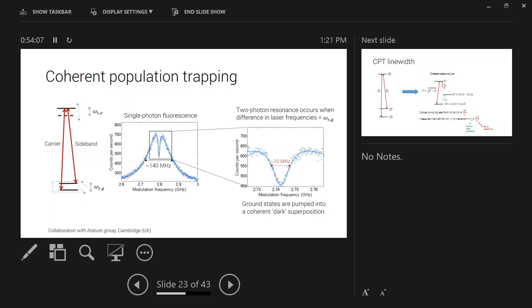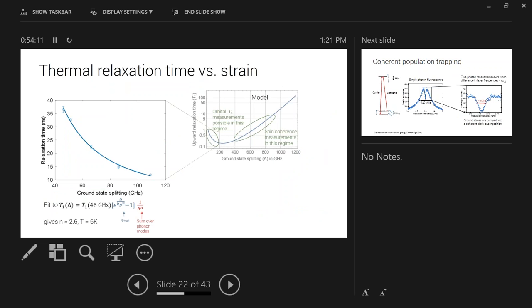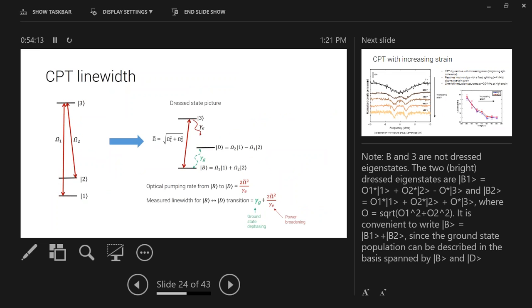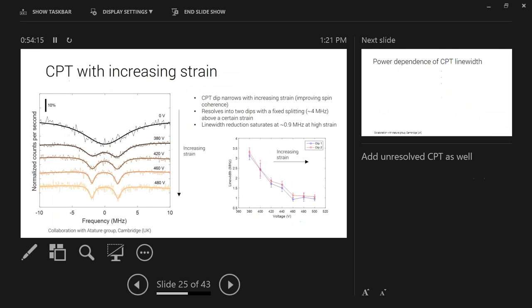And what we're going to do now is measure this line width as we apply strain. I'm going to skip this part. This is for people who are more interested in details. What I want to show is our final result, and we're still working on theory and everything else to understand this better, is that as we increase strain, indeed, we do see that the line width reduces. That is, the decoherence rate of the spin is reducing.